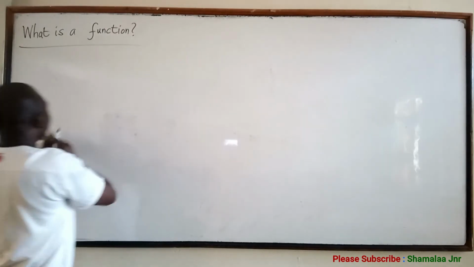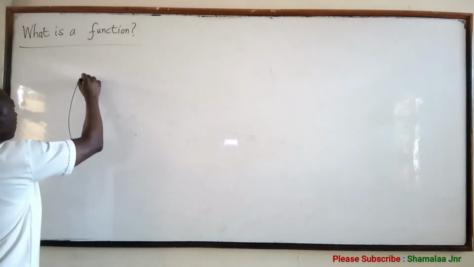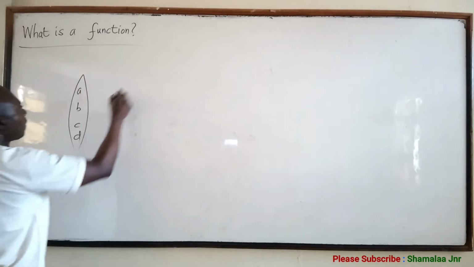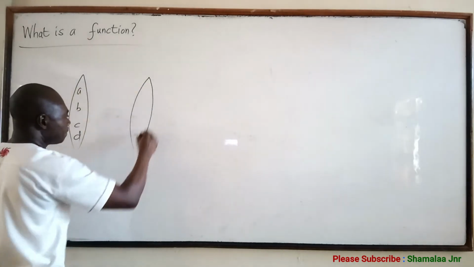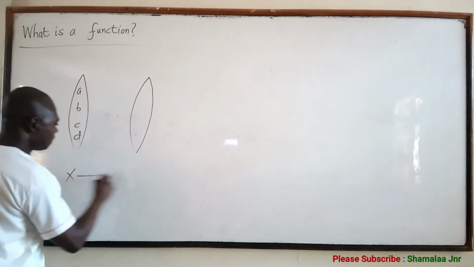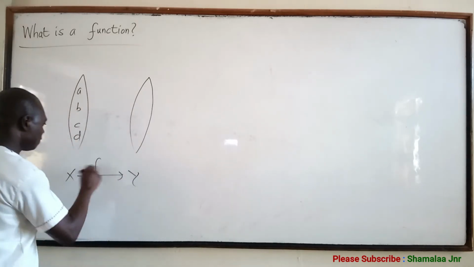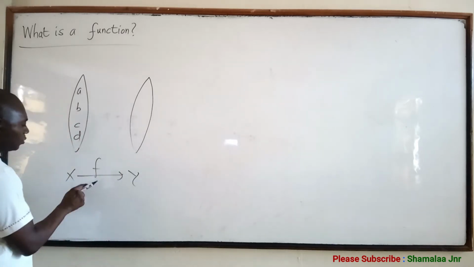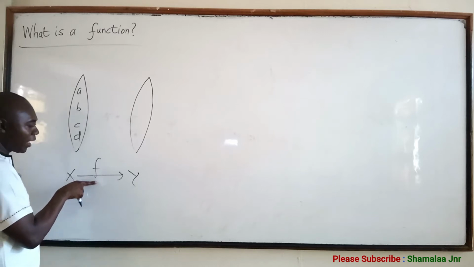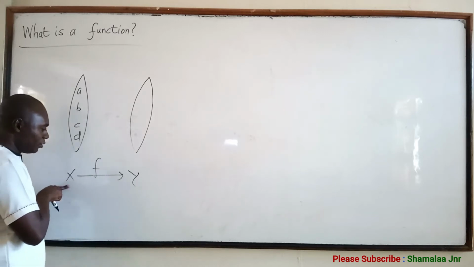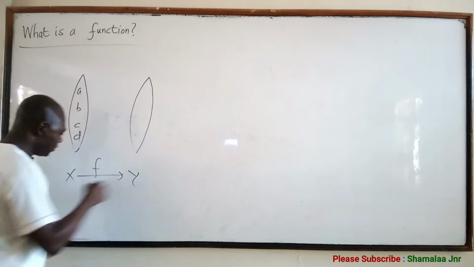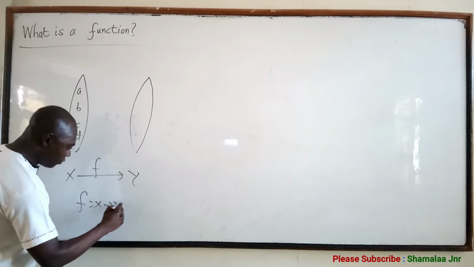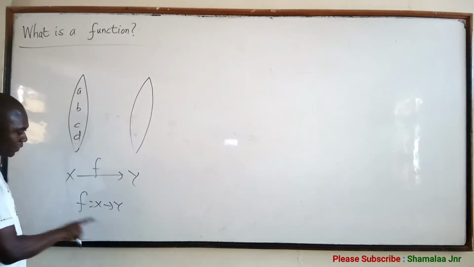Okay, so let's look at this. When you have something like this, let's call the first set x, the second set y, and this is the function. So you see that this is a function f from set x to set y. Are you seeing it? So you can write it this way: f from x to y. This is a function. Are you seeing it this way?